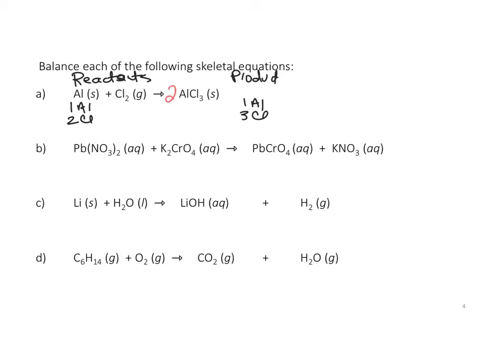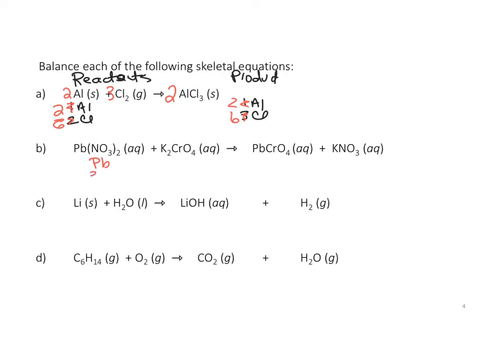And we decided that if you put a 2 there, you have 2 aluminum. 2 times 3 is 6 chlorine. And then we have to put a 2 in front of here, 2 aluminum, and 3 times 2 is 6 chlorine.